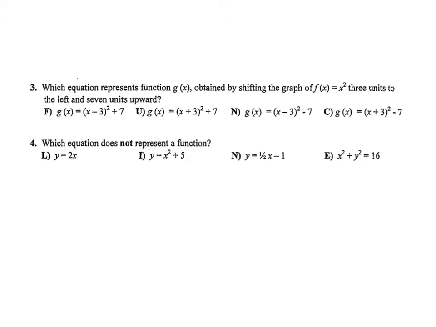Which equation represents something going 3 units to the left, 3 to the left, and 7 up, right? 3 to the left, 7 up. And here we go. The answer is U.